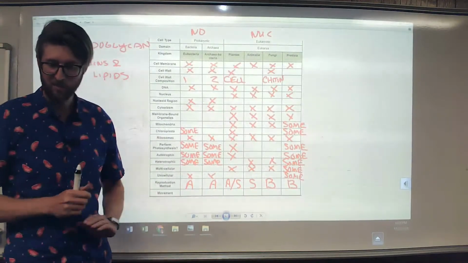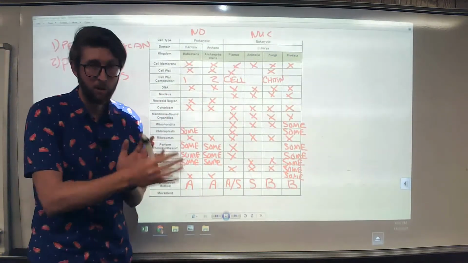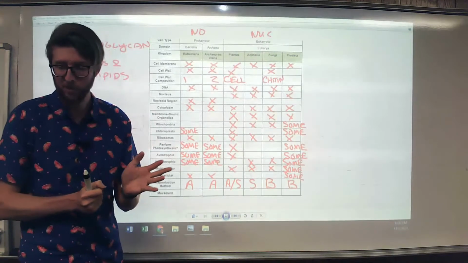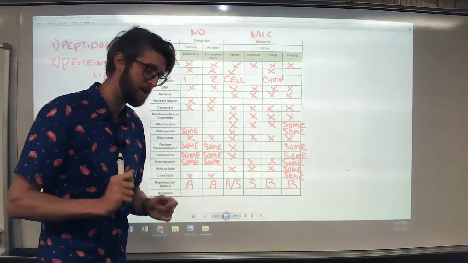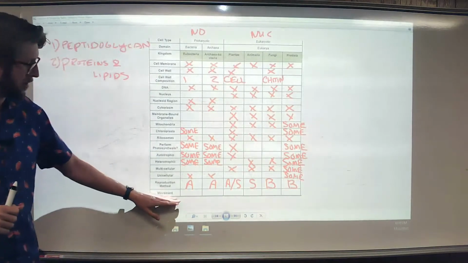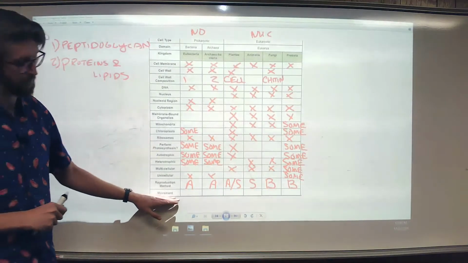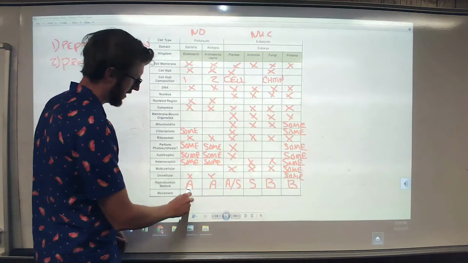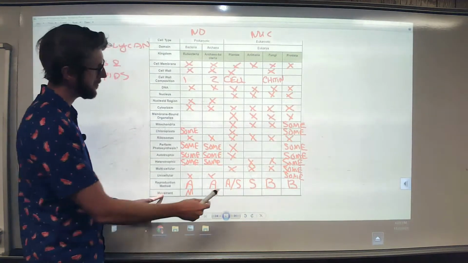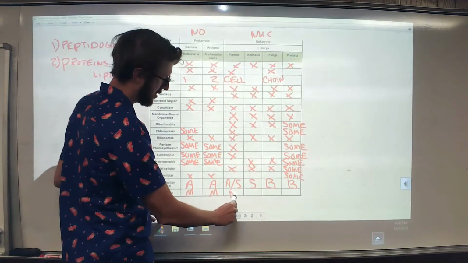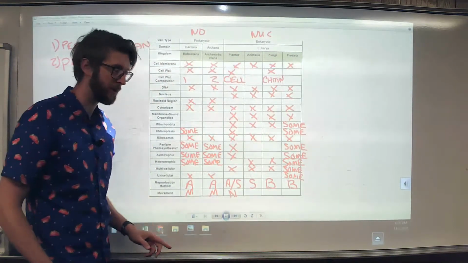Movement. Okay, so movement, are they mobile or non-mobile? M is for mobile, N is for non-mobile, okay? So movement, let's see. Bacteria, they are mobile, they can move around. Both of them can. Plants are non-mobile, right? You don't see plants walking around.